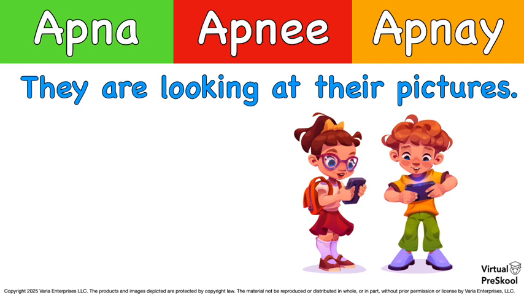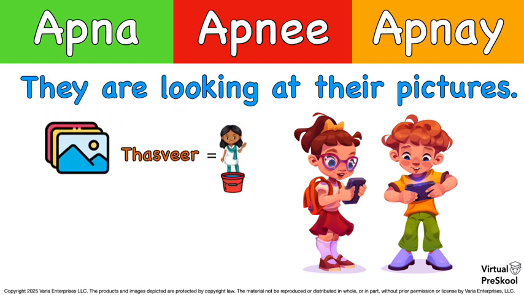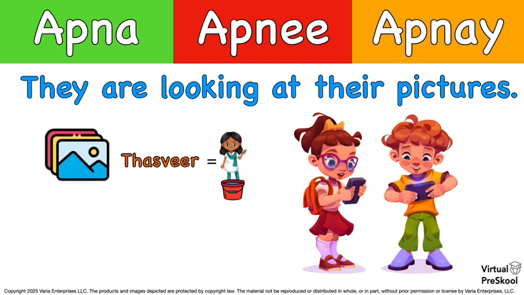They are looking at their pictures. Picture in Hindi is tasveer, and it's a girl bucket noun, a striling. But here we're not doing picture, singular, we're doing pictures, plural. Tasveerein. Okay? So does that make a difference? Would it be apna, apni, or apne? It would be apni. But wait a second.